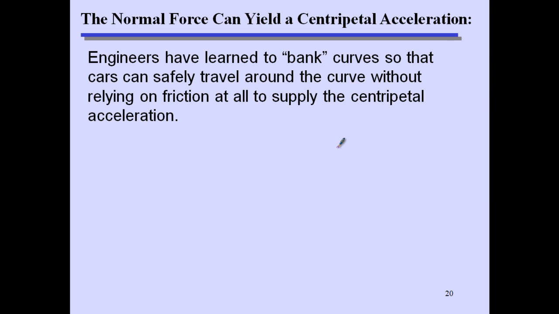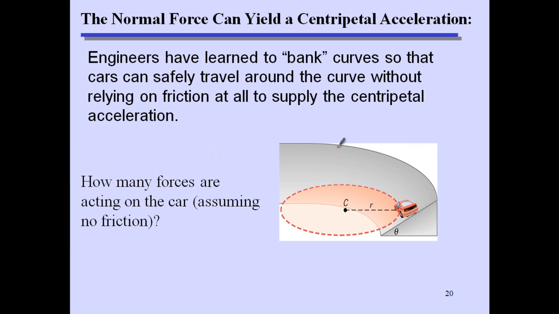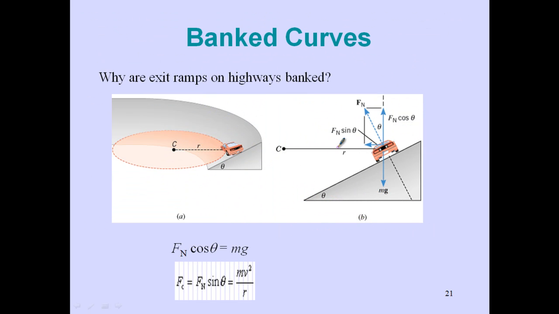So engineers have learned to bank curves so that cars can safely travel around the curve without relying on friction at all to supply the centripetal acceleration. So in this picture of this car going on this little bowl-shaped curve, how many forces are acting on this if we assume that there's no friction? If you look, the only force that's acting on it is this normal force. And what's applying the centripetal force here is the x component of this normal force. So we don't need friction at all to bank our curves.